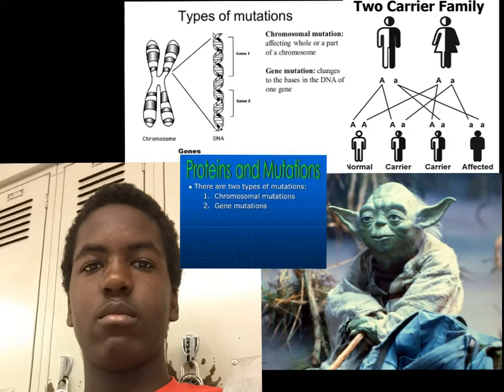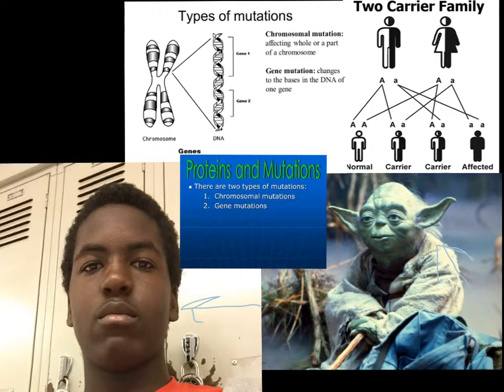Proteins and mutations. There are 2 types of mutations: chromosomal mutations and gene mutations. Here we will be talking about gene mutations, the changes to the bases of DNA in one gene. See, genes and DNA are the reason we look like what we look like. I could look like me here, or I could look like Yoda. But I'm glad I don't.